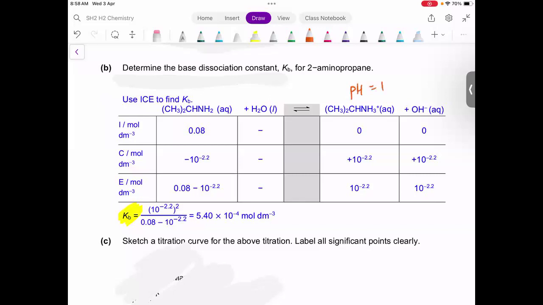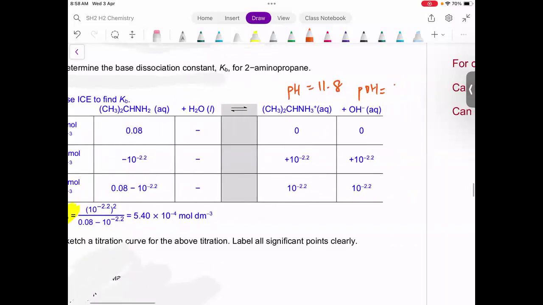So pH is equal to 11.8. So pOH will be equal to 14 minus 11.8. That will enable you to calculate the OH minus concentration. Remember, when you're working with a base, you have to work with the OH minus.